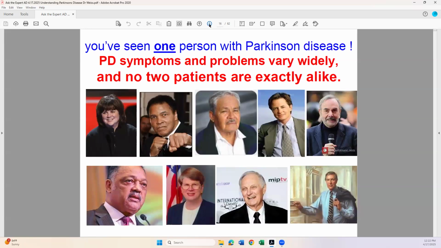And this can affect men, it could affect women. It's a little more common in men. It's around the world. There are cases of Parkinson's disease in every continent and in every society. You see it in Japan, you see it in China, you see it in Africa, you see it all throughout Europe. It's a worldwide condition.